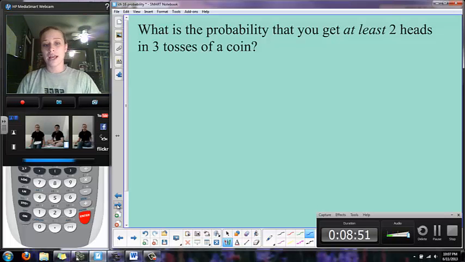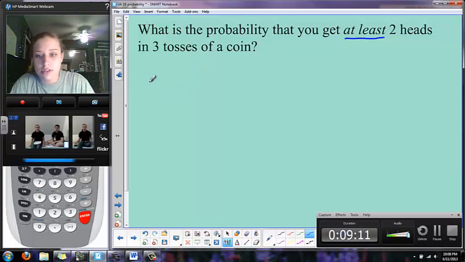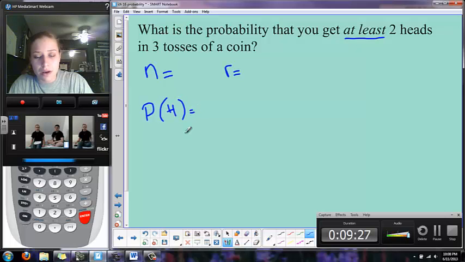Now, we're going to do the exact same thing that we did with the previous questions. We're going to set everything up exactly the same way, except for one little thing is going to change, and that is based on this at least part. And I'm going to explain that to you. Alright, so what is the probability that you get at least 2 heads in 3 tosses of a coin? So I want the same thing as before. I want to know what my N is. I want to know what my R is. I want the probability of success. So in this case, we're talking about getting heads. So that's the probability of success. And then the probability of failure in this case would be tails.